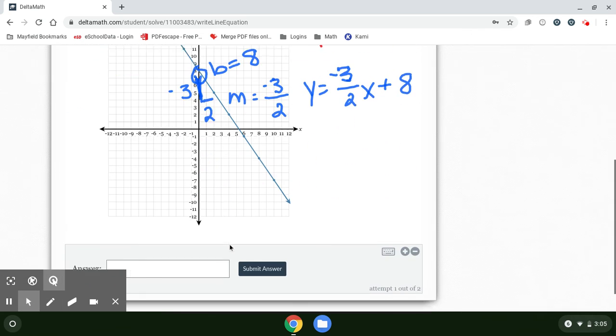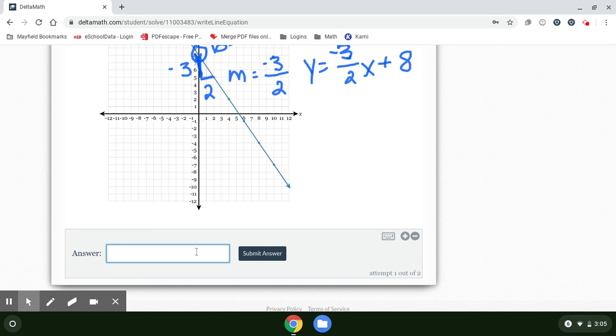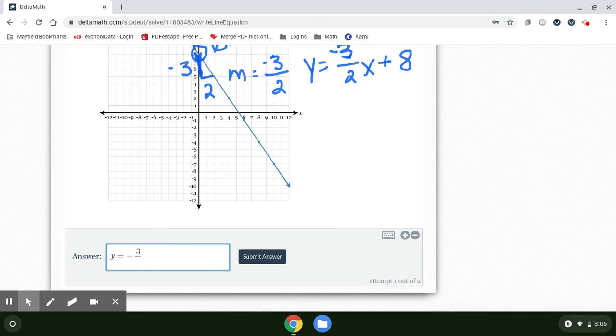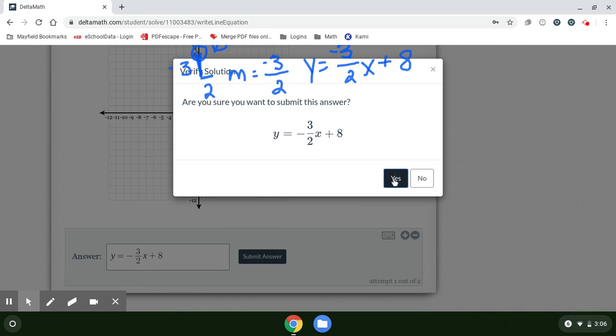I'm going to fill in y equals negative 3 over 2 x plus b, which is 8. So I can go down. I'm going to type in my equation. Y equals negative 3 over 2 x plus 8. Oops, plus 8. So that's my answer.